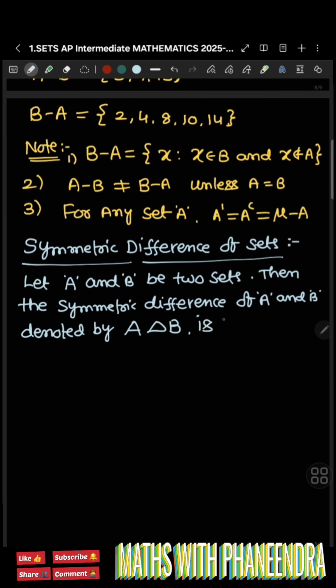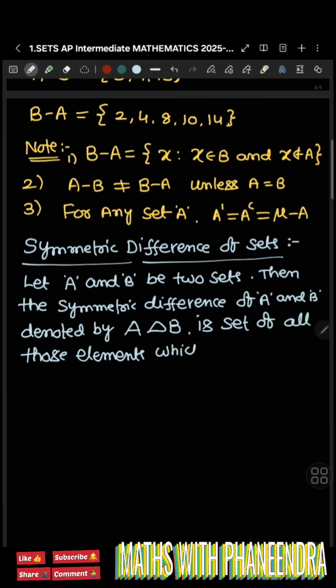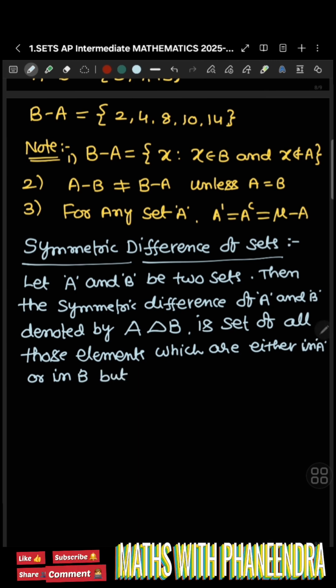is the set of all those elements which are either in A or in B but not in both.